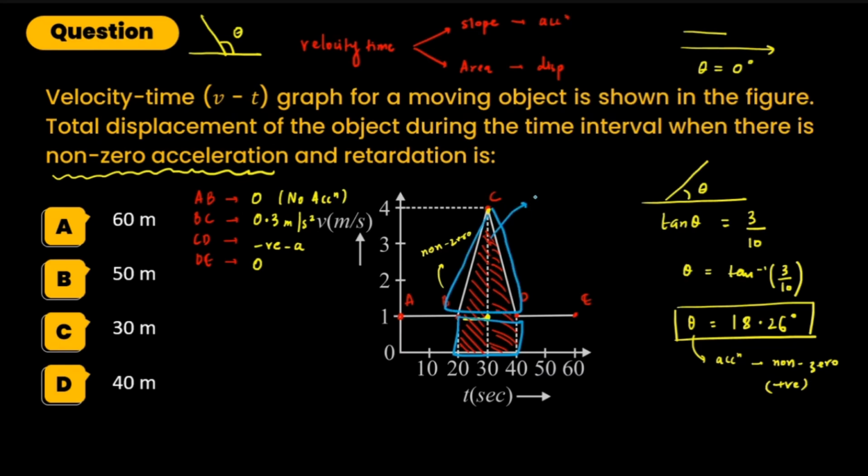This triangle's area is going to be half into base, that is 20, into height, that is 3. So it is going to be 10 times 3, that is 30. Whereas the area of the rectangle is going to be 20 times 1, so it is going to be 20. So the total area is going to be 30 plus 20, that is 50 meters. So this is the total displacement of the body during the time interval when there is non-zero acceleration and retardation.